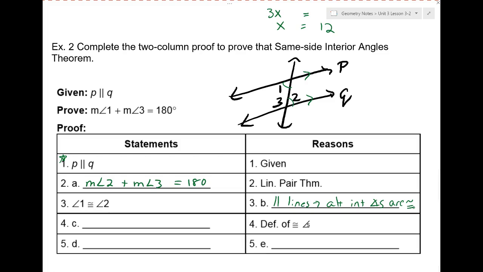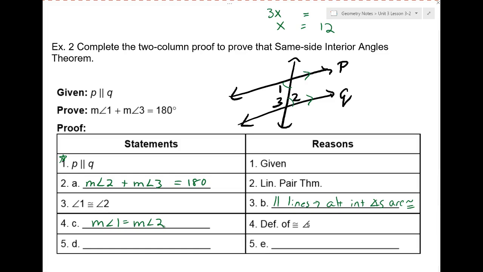Now, wouldn't it be really nice to replace the measure of angle 2 with the measure of angle 1? Because look what I'm trying to prove. I'm trying to prove that angles 1 and 3 are the ones, because they're the same side interior angles, that are supplementary. So notice step 3 to 4. I have that they're congruent, but I said the definition of congruent angles. Well, what do I know about the definition of congruent angles? If you're congruent, you're equal in measure.